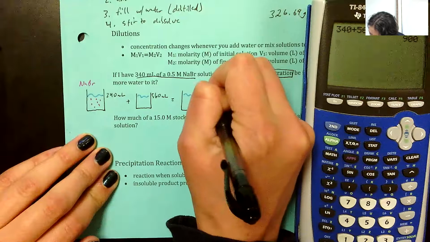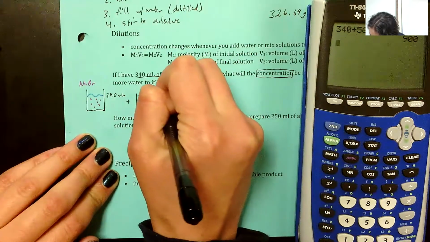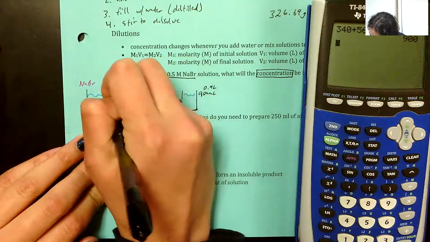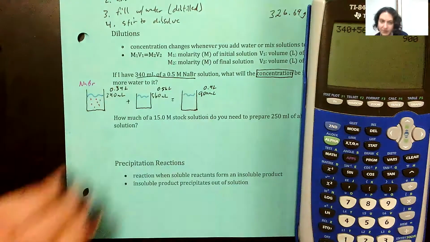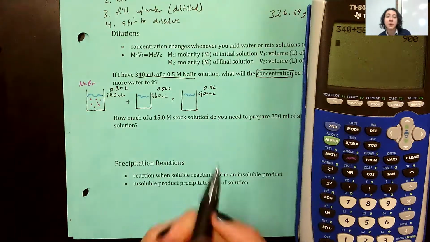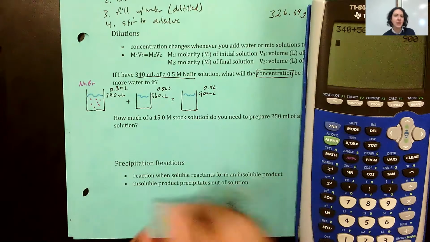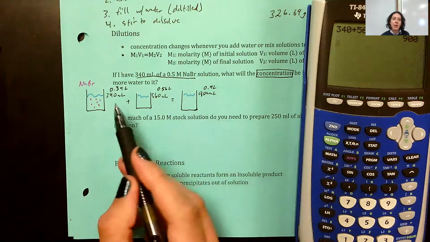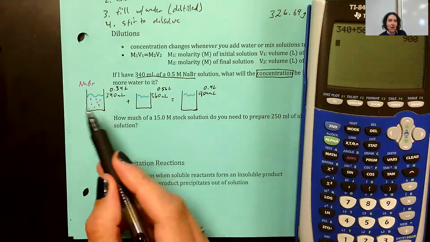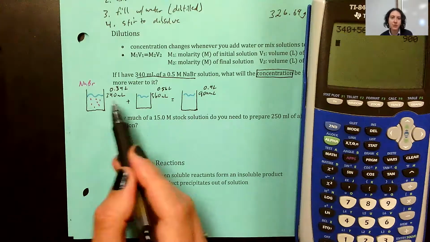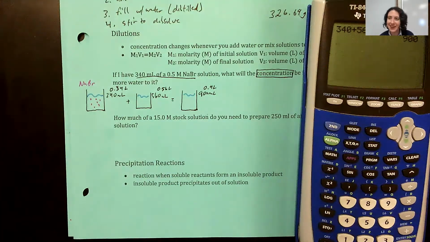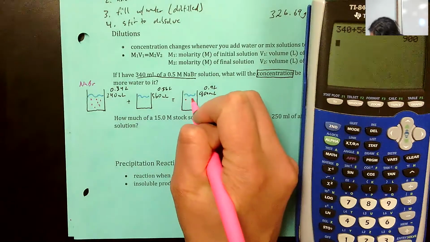So that is 0.9 liters. That's 0.56 liters. This is 0.34 liters. I'm just going to write those up there. Okay, so we're going to end up with almost a full liter, but not quite at the very end. But what we're going to notice is that the moles of sodium bromide don't change. They stay exactly the same because we haven't added any more.